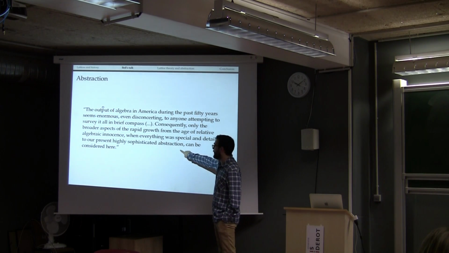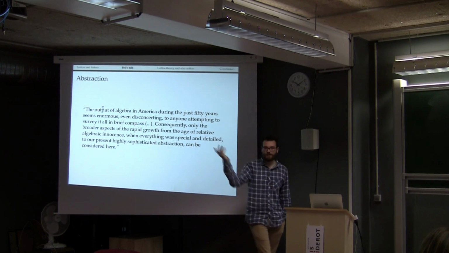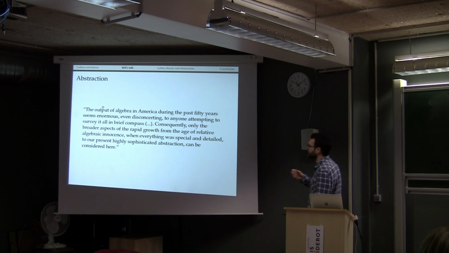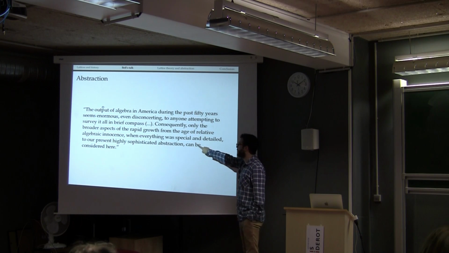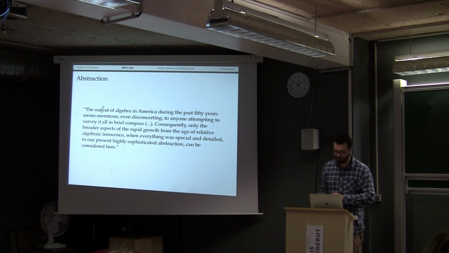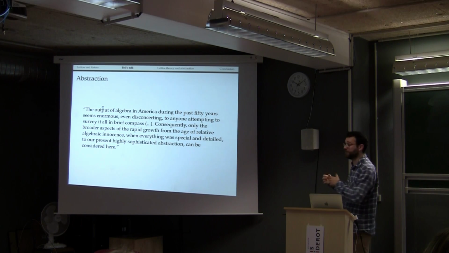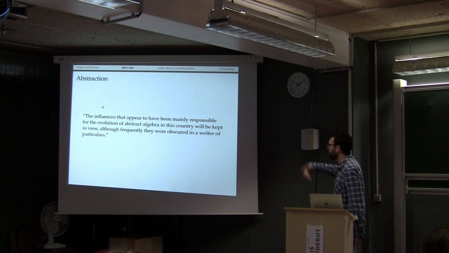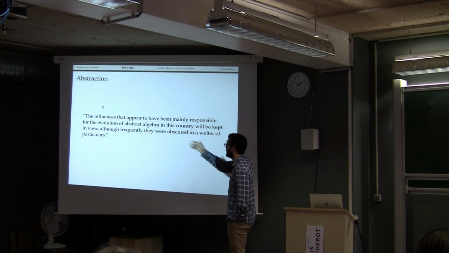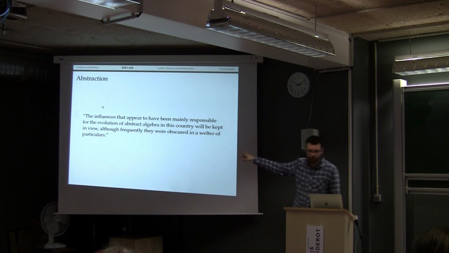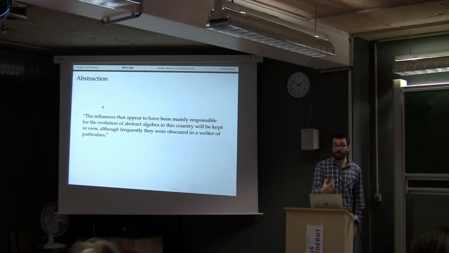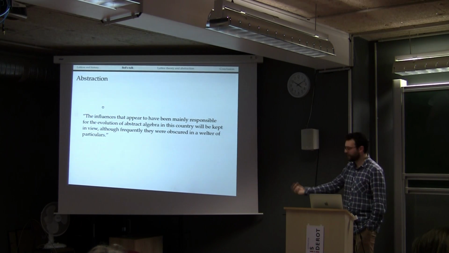So what I would like to highlight is that abstraction is highly sophisticated, but it's also present as opposed to the algebraic innocence, when everything was special and detailed. So abstraction here is opposed to the past and is opposed to the particular. And he keeps going on with that. As you can see here, abstract algebra that he has inside has been obscured in a welter of particulars. So abstraction to Bell is opposed to particularities.